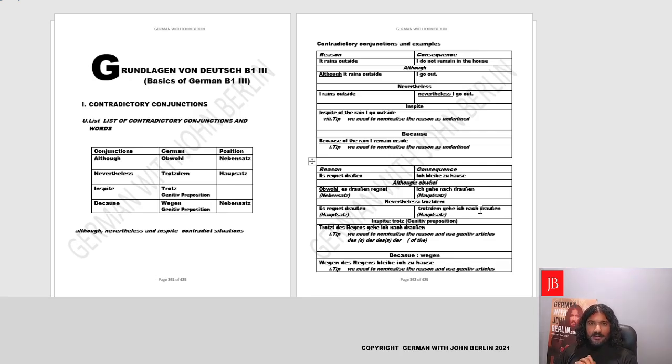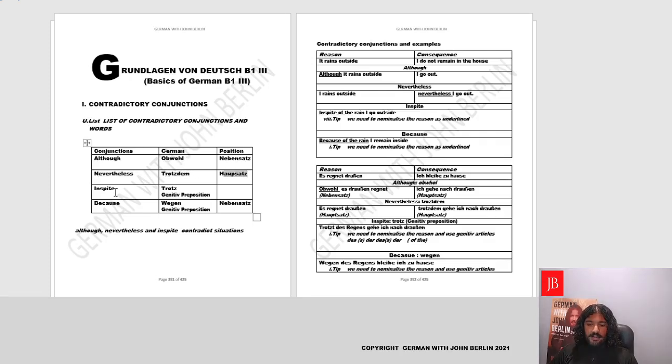So we'll be learning today something called contradictory conjunctions. Yes, conjunctions which contradict the normal idea. For example, we'll be doing contradictory conjunctions like although. In German you call it obwohl. They are positioned like a Nebensatz, the verb goes to the end. Nevertheless, in German you call trotzdem. Yes, they are written like a main sentence.